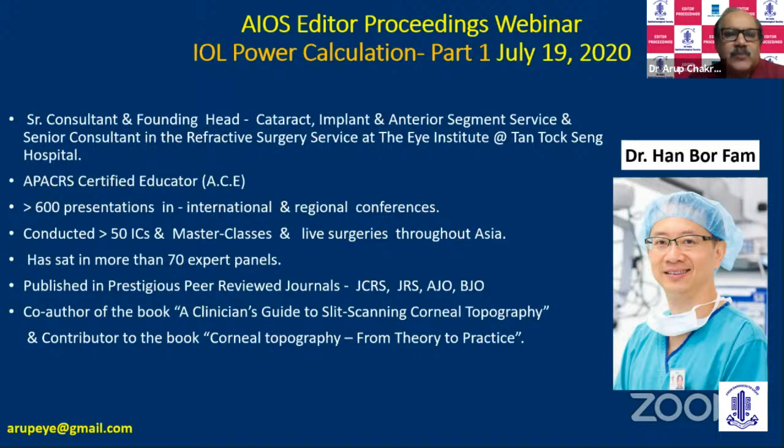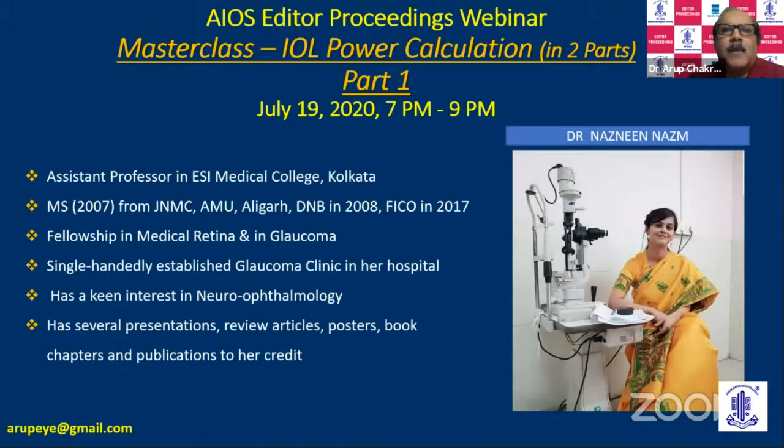He has published in the prestigious peer-reviewed journals, including JCRS, Journal of Refractive Surgery, AJO, and BJO. He has been a co-author of the book, A Clinician's Guide to Slit Scanning Corneal Topography, and a contributor to the book, Corneal Topography from Theory to Practice.